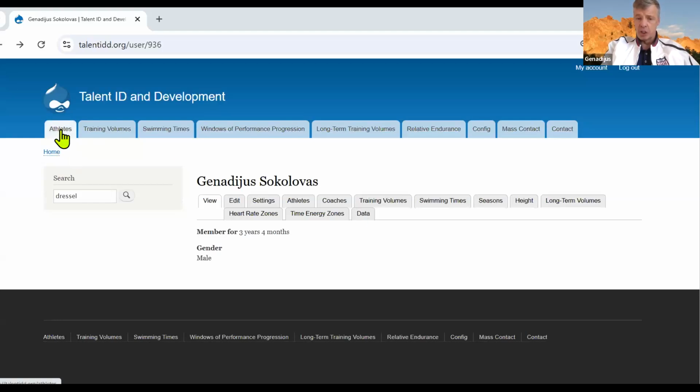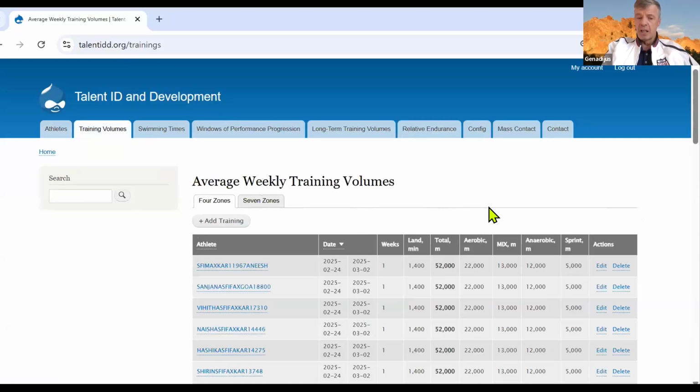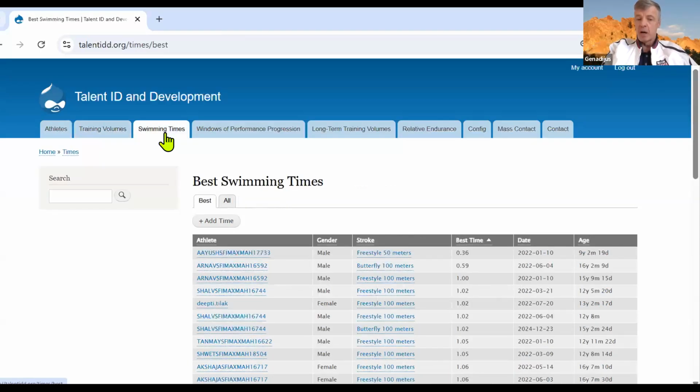So let's see what is here. There are many different things on the top. You see, athletes. When you click on athletes, it populates the list of your athletes plus elite level athletes from the United States, and how they improve. So you can see that as well and compare your swimmers. Then training volumes. You can click there and there are weekly averages of training volumes. You can enter your swimmers as well and you'll see what kind of weekly training volumes your swimmers are doing. Then next one, swimming times: how the progression of swimming times looks, what times in various events. We'll look at that with you as well.